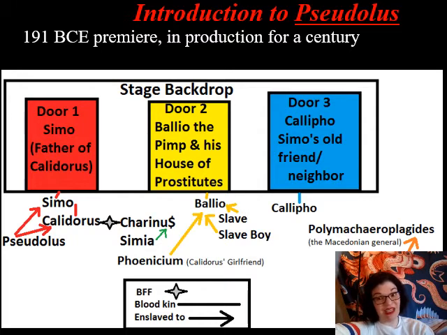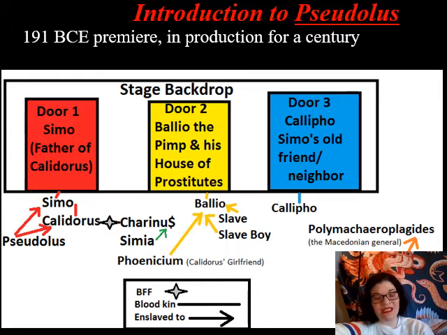Interesting note about Phoenician, her name is grammatically neuter. If you're familiar with Latin, you know that's a grammatical gender that's used for things, not people, normally. There are very few Roman people's names that end this way, and Phoenician is one of them, and that's telling. It's not an accident. Her name means Phoenician thing because she's an enslaved person, and enslaved people were often named for their country of origin.